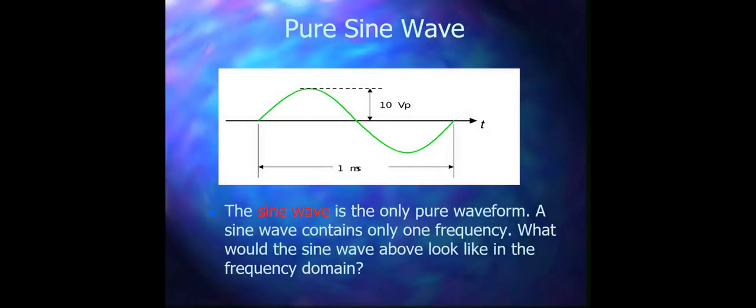Here you see a pure sine wave signal which has a 10 volt peak and 20 volt peak to peak. The sine wave is the only pure waveform. A sine wave contains only one frequency. What would the sine wave above look like in the frequency domain? This is how your pure sine wave looks on an oscilloscope, and now we're going to see how it will look on a spectrum analyzer.